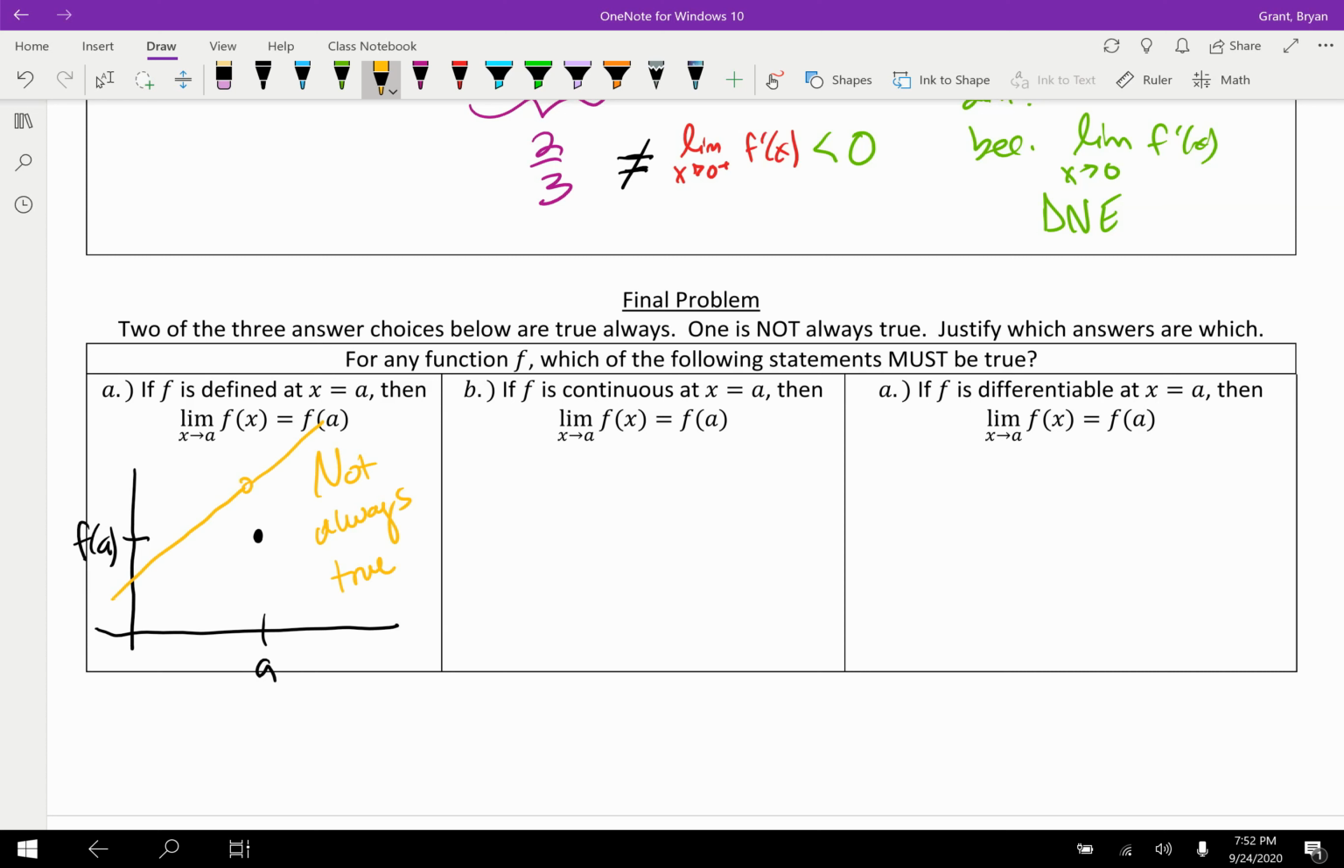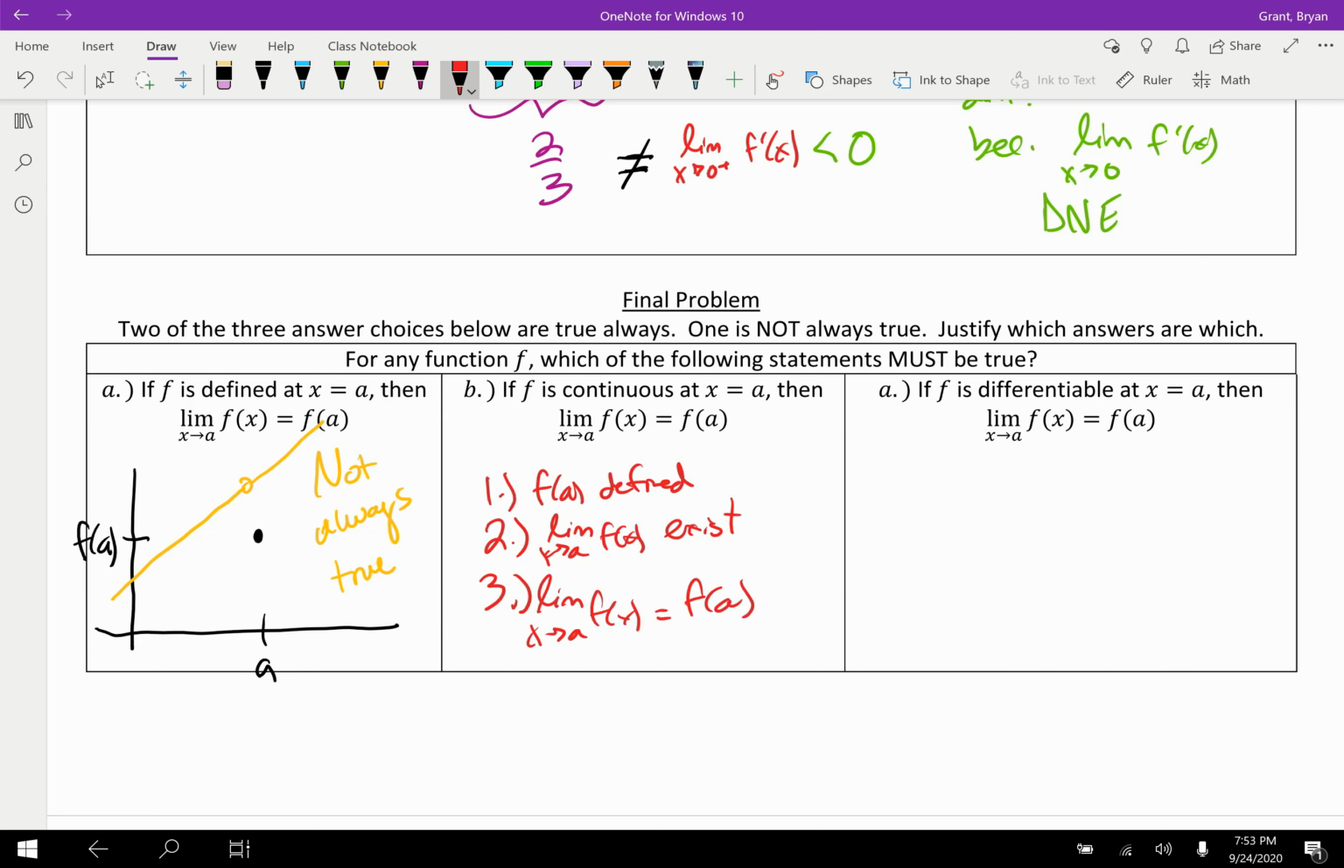B, if f is continuous at x equals a, then does the limit have to equal the point? Well, I think yes, right? Don't forget your 3 criteria of continuity here. They told us f is continuous, so that means not only does f of a exist, and not only does the limit as x approaches a of f of x exist, but also the last part is the limit as x approaches a of f of x equals f of a. That's in the criteria for continuity, so if it's continuous, that has to be true.